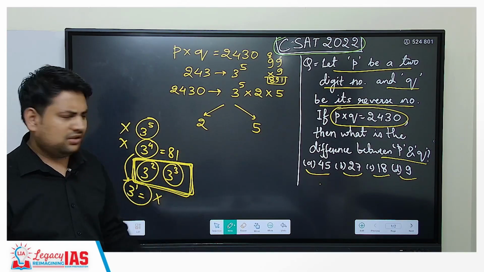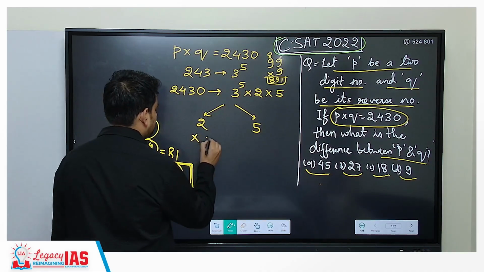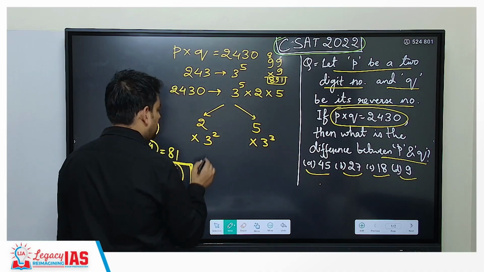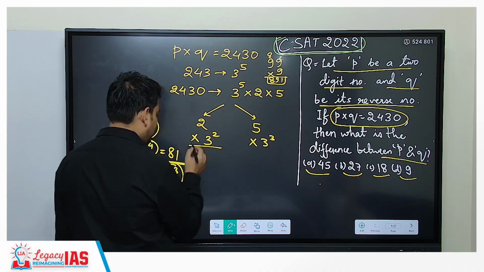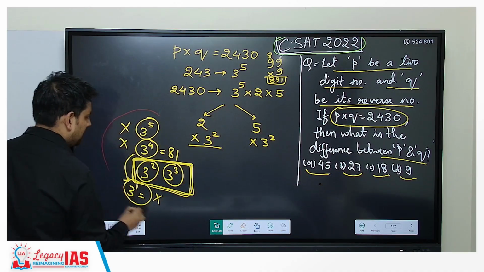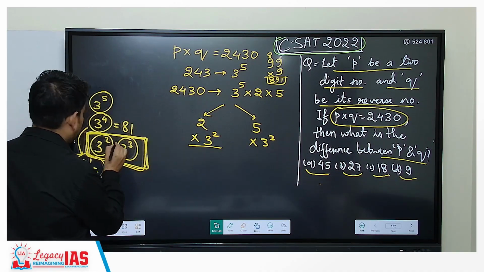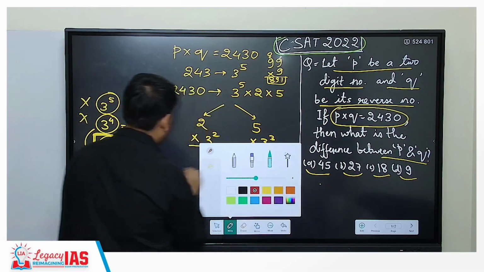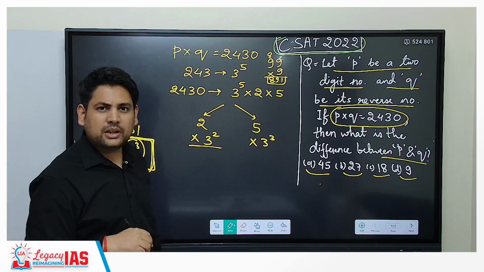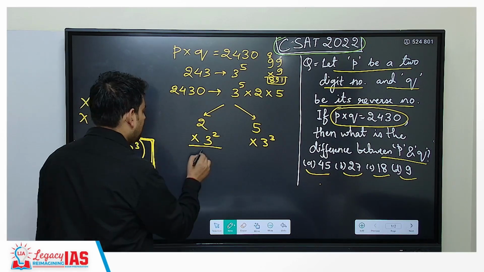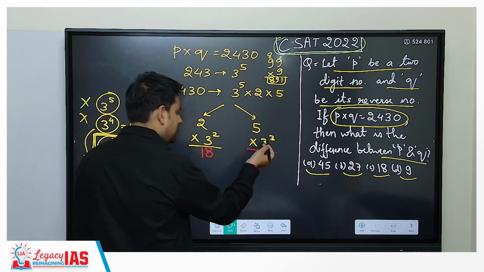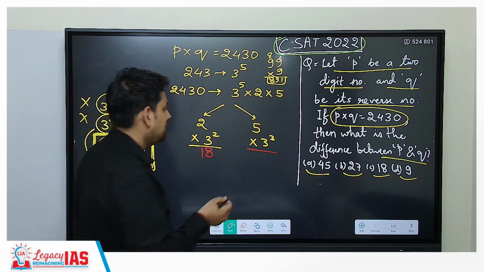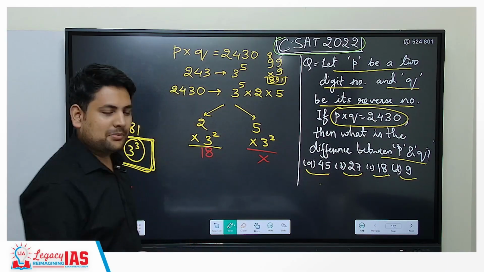Now let's try both. So let's give 3 square to it and let's give 3 cube to it. This is possibility 1. Let's see what we get. We get 2 into 3 square. 3 square is 9, 9 twos are 18. And 3 cube is 27, 27 into 5. It will again become a 3-digit number. So this is also not applicable.